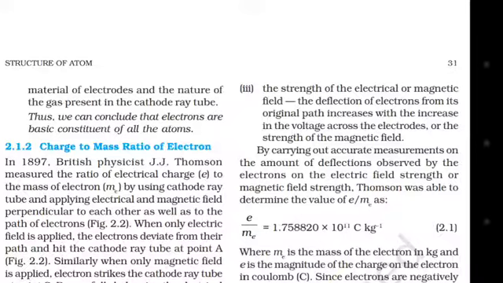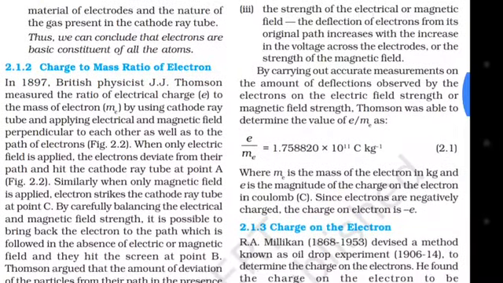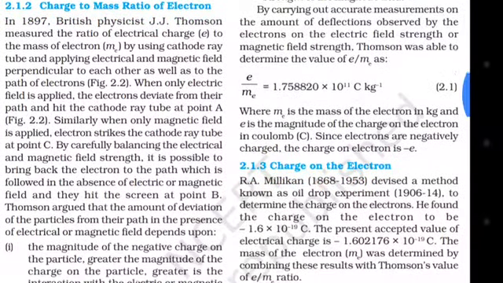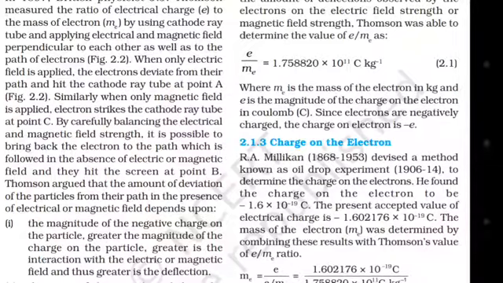By carrying out accurate measurements on the amount of deflections observed on the electrons on the electric field strength or magnetic field strength, Thomson was able to determine the value of e/me as e/me = 1.758820 × 10^11 coulomb per kg, where me is the mass of electron in kg and e is the magnitude of the charge on the electron in coulomb C. Since electrons are negatively charged, the charge on the electron is minus e.